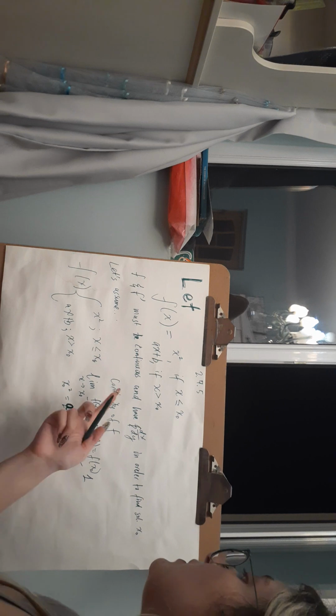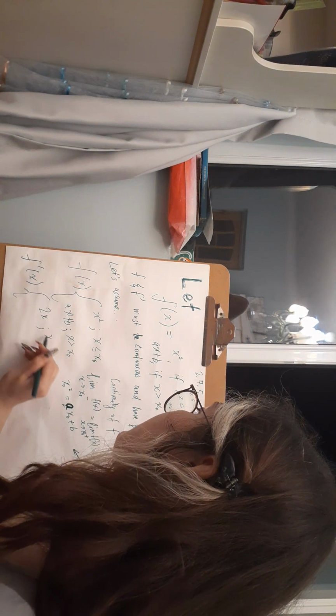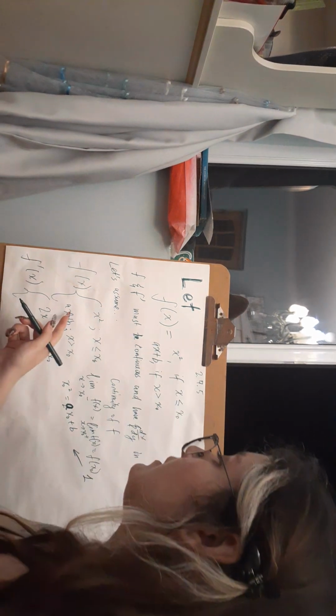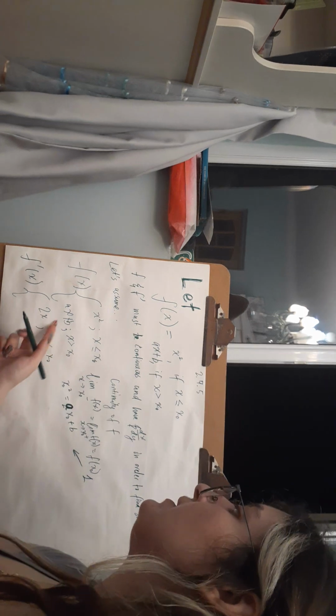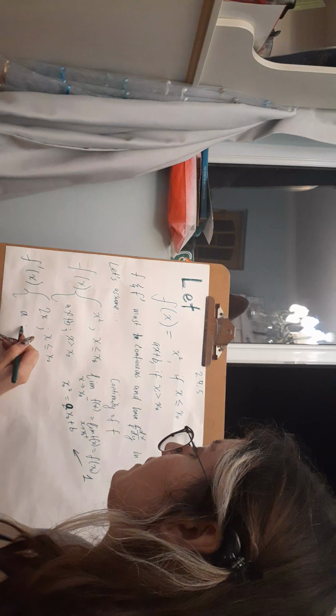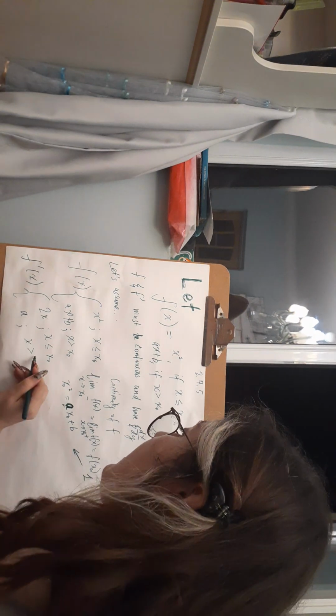Now let's find the derivative of our function, which is f prime of x. It equals the derivative of x squared, which is 2x, for x less than or equal to x naught, and the derivative of ax plus b, which is just a, for x greater than x naught.